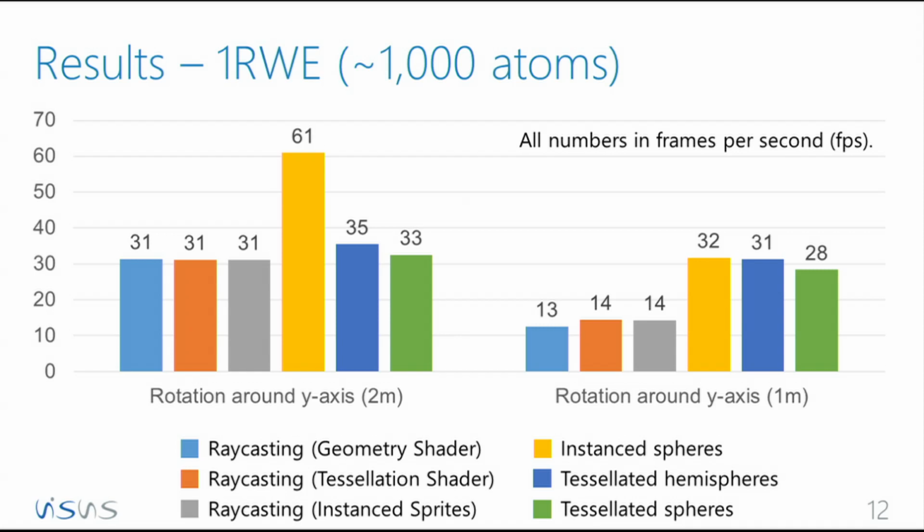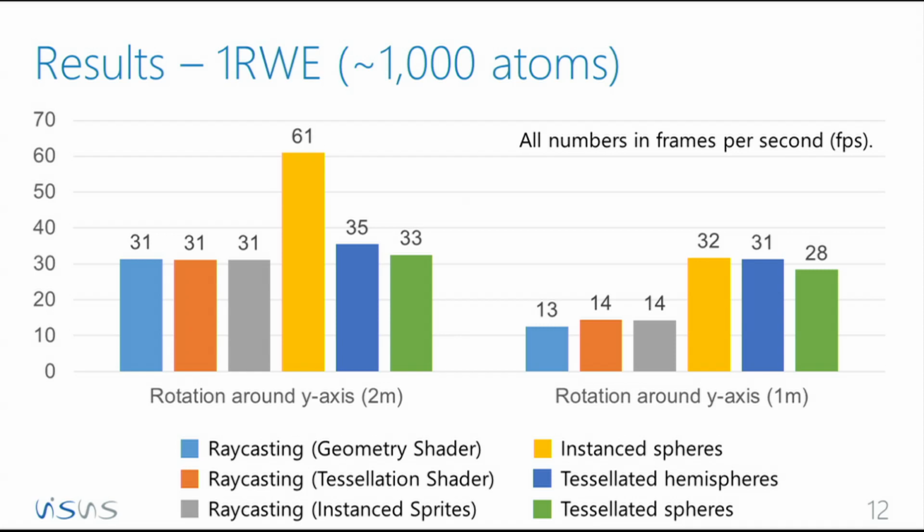The raycasting cases, so we have the geometry shader, the tessellation shader, and the instancing, are about the same speed, or almost exactly the same speed. And also the tessellation spheres and hemispheres are about the same speed. As you can see here, rendering only hemispheres is a little bit faster because we have fewer triangles, but it doesn't make much of a difference. And it's way slower than using the instancing, even though the number of triangles generated by the adaptive tessellation is actually lower. So just using the tessellation shader is much more expensive.